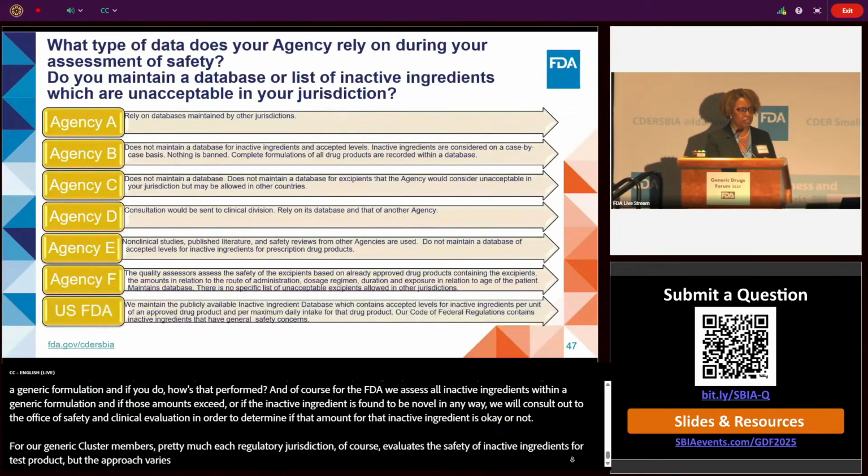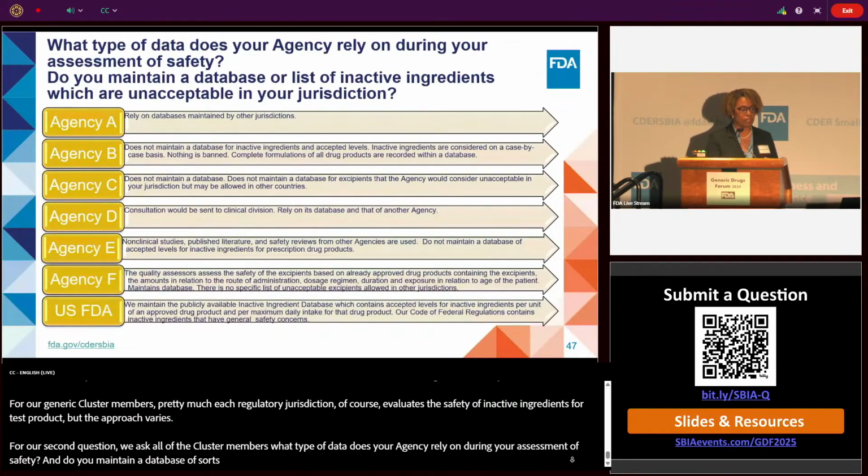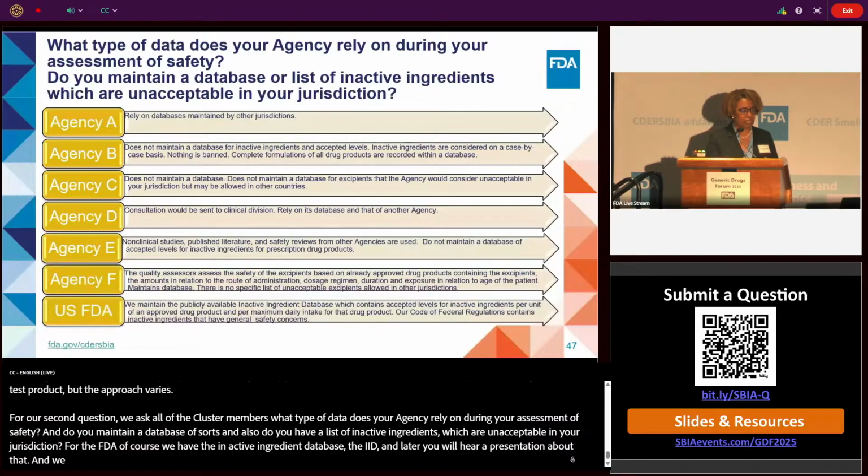For our second question, we asked all of the cluster members, what type of data does your agency rely on during your assessment of safety? And do you maintain a database of sorts? And also, do you have a list of inactive ingredients which are unacceptable in your jurisdiction? For the FDA, of course, we have the Inactive Ingredient Database, the IID, and later you will hear a presentation about that. And we also have within our Code of Federal Regulations a list that contains inactive ingredients that have general safety concerns.